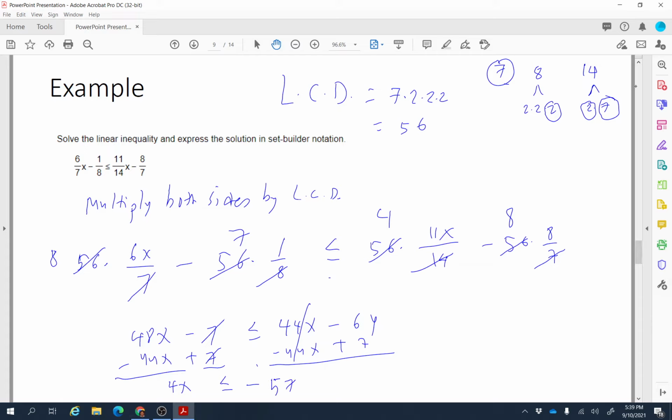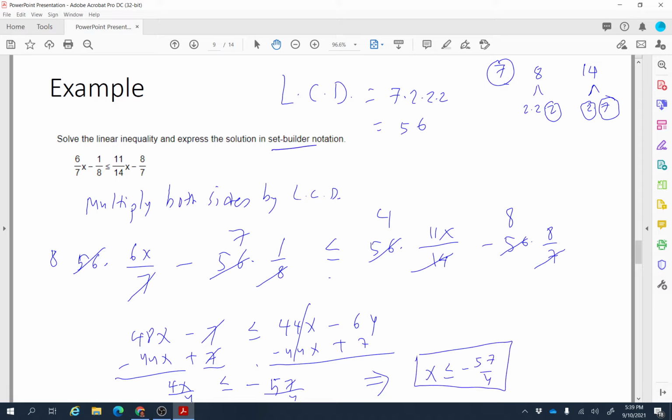57. So now, 4x is less than or equal to negative 57. Now we just have to divide both sides by 4. Because we are dividing by a positive number, we can still keep the same inequality. X is less than or equal to negative 57 over 4. So that is our answer.